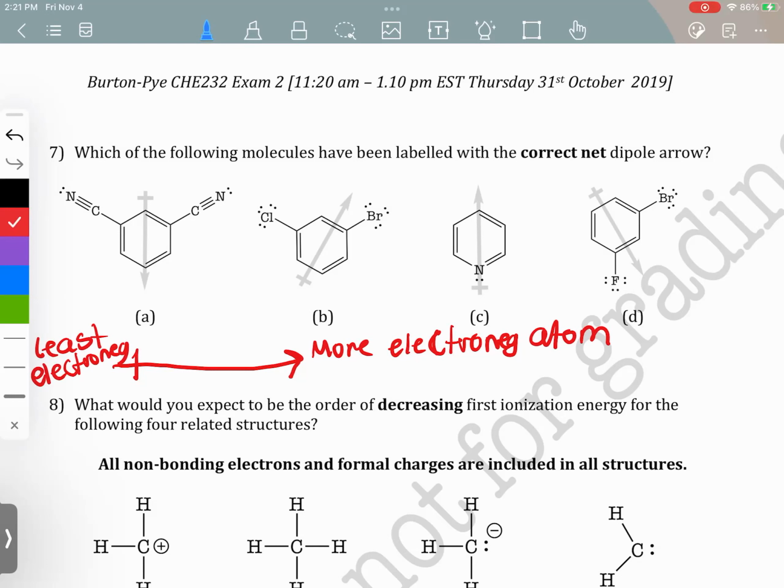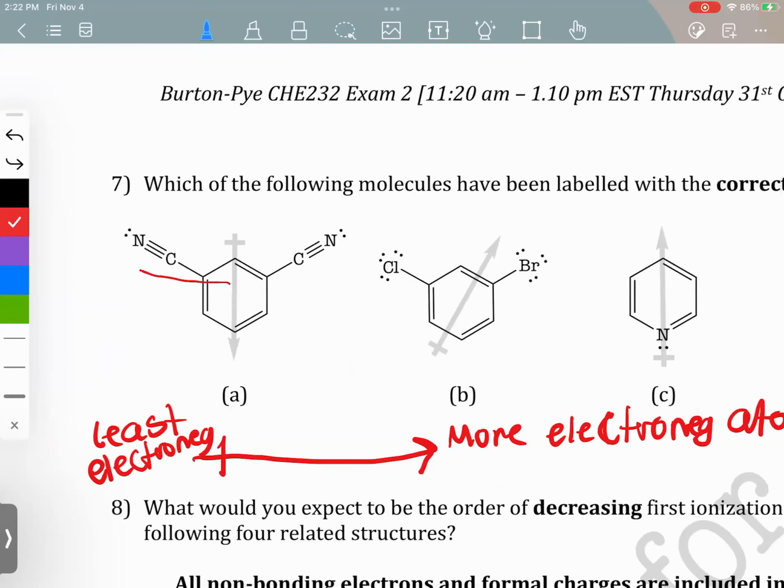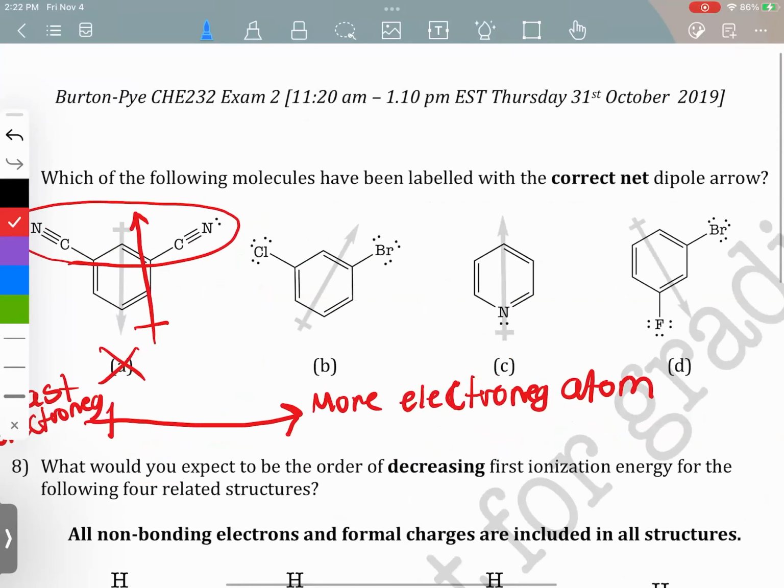Does A seem correct? You have the tail coming from the top here, going down. What was that, carbon to carbon? So no, not really. Right, no. That arrow should be the other way around because the more electronegative atoms are towards the top of the molecule. So it's supposed to be this way. So A is wrong. What about B?